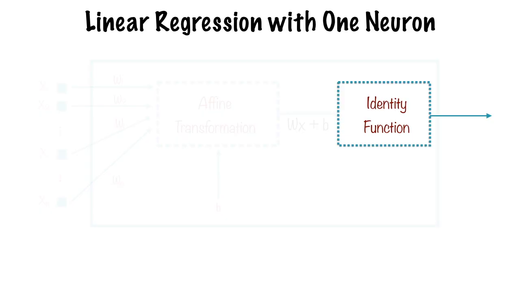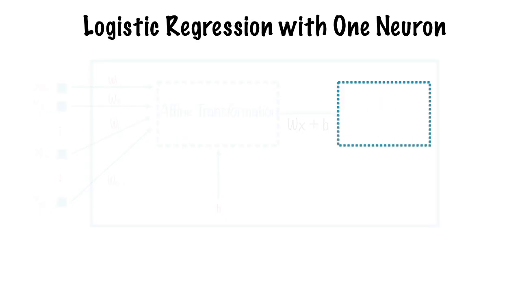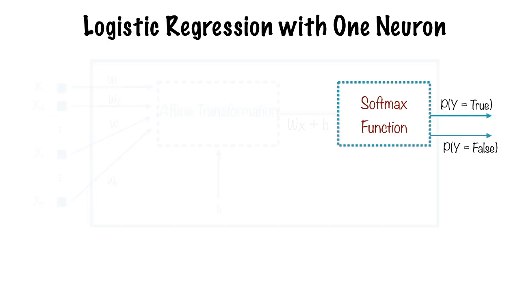Now, linear regression with one neuron requires the identity function. In order for you to perform logistic regression with one neuron, this identity function was replaced by the softmax function as the activation. And the softmax function outputs two probabilities. The probability that the output y was equal to true or equal to 1, and the probability that the output was false or equal to 0. The predicted label in our logistic regression model was basically whichever of these two had the higher probability. If p of y is equal to true was higher, the output was predicted as true. If p of y is equal to false was higher, the predicted output was false.